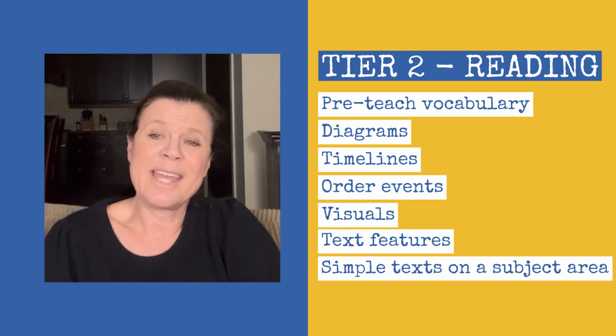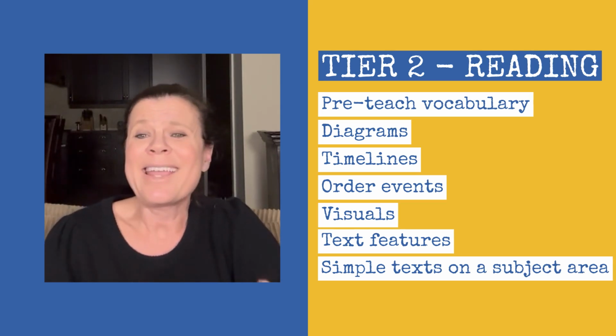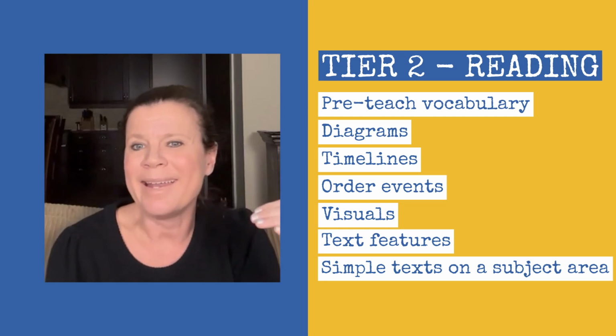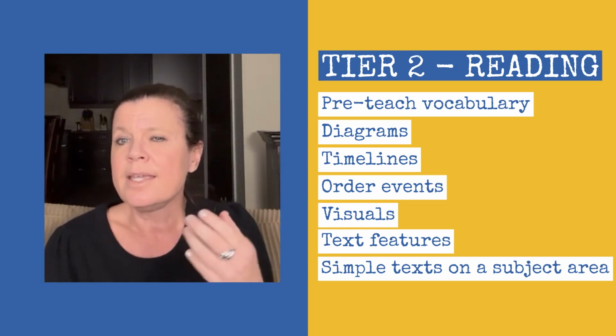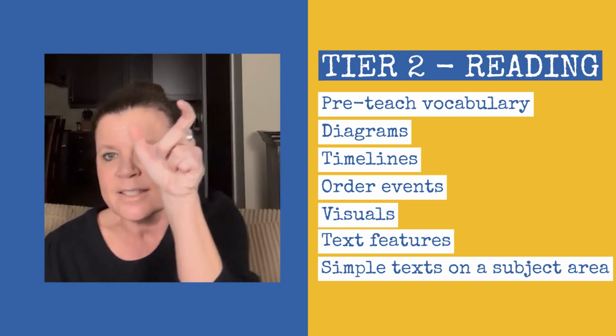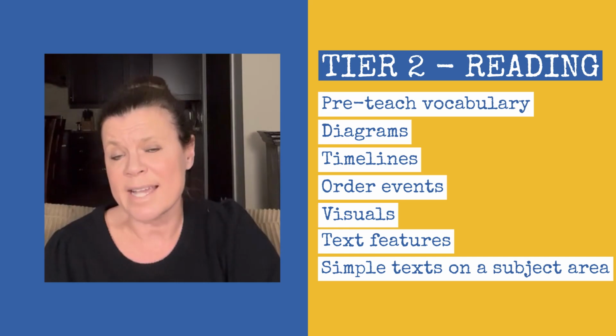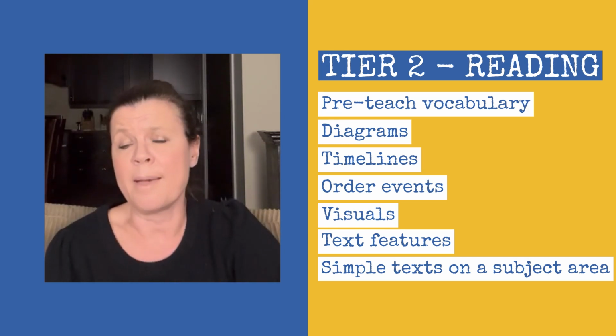Also, pointing out text features to help beginner ELLs get contextual clues, like headings, subheadings, and titles. If they can start looking at these little pieces, it will give them a better idea of what the texts are about or what's coming.